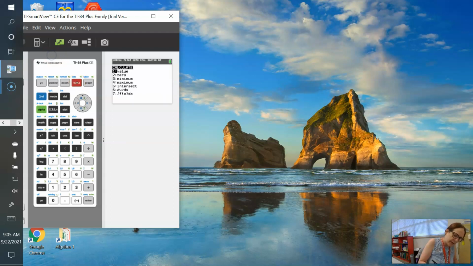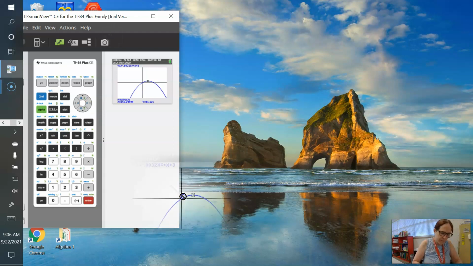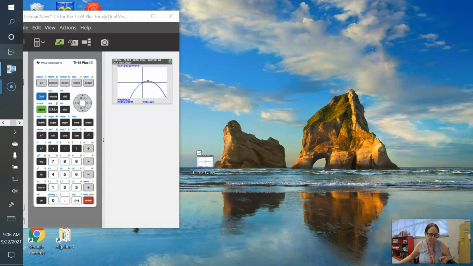Second, trace, that opens up the calc window. I want the maximum, which is going to be at the vertex. And it's going to ask me to set a left bound, so which window should I look for a maximum in. So where I have it right now is fine. Now the right bound. Just make sure you go past your maximum. So anywhere over here is fine. All right, so read it off your calculator.